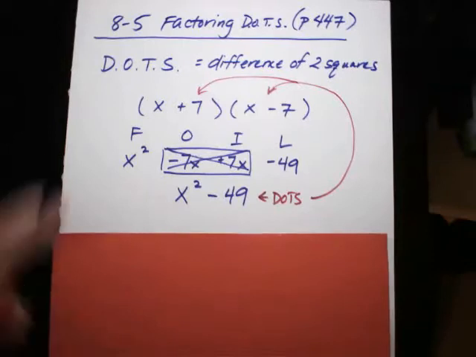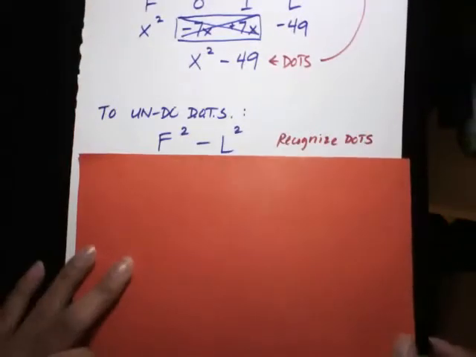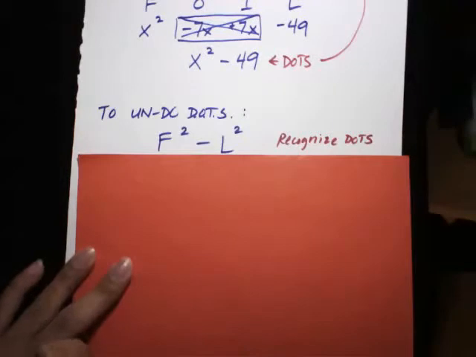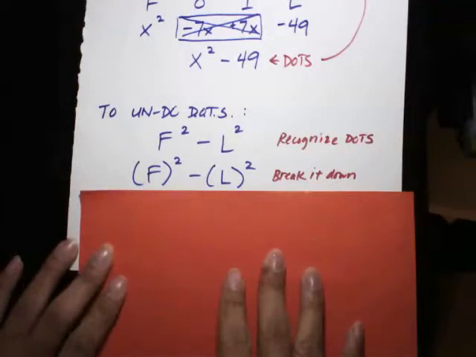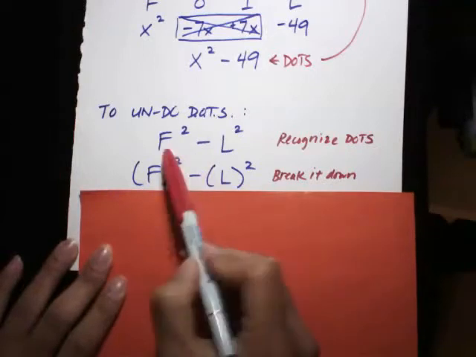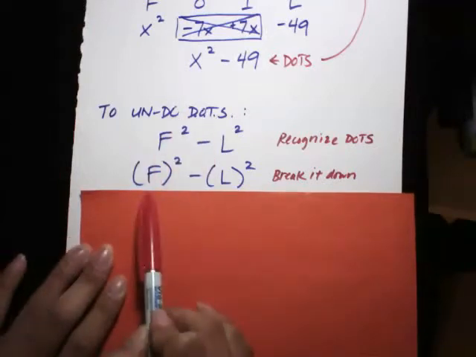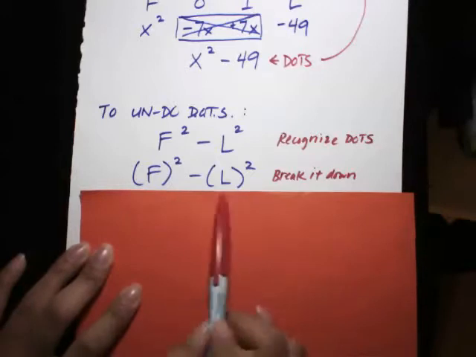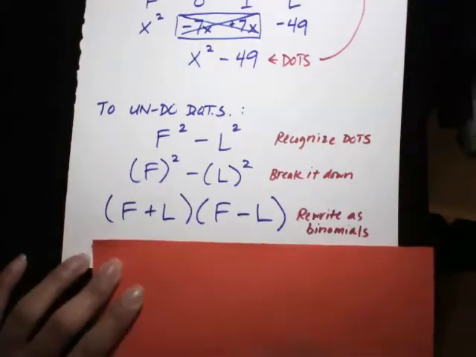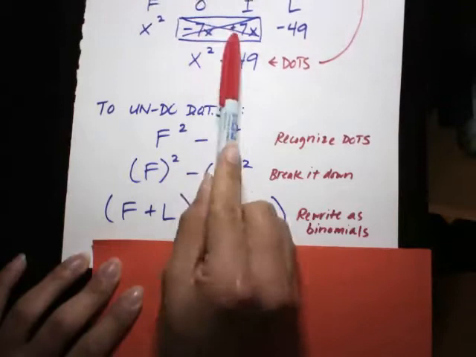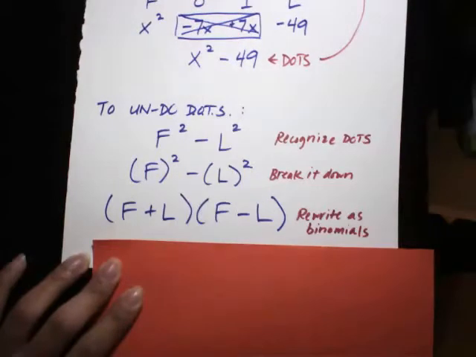So to undo DOTs, let's write down the steps. The first thing is you must recognize a DOT as a DOT. And the second thing you need to do is to break it down. If the first term is a perfect square, you're going to find out what the square root of that is. Find out the square root of the last term. And then you can rewrite them as two separate binomials. Notice that one sign is a positive, one sign is a negative. That will give you the opposite signs in the inside and outside, which will cancel out.